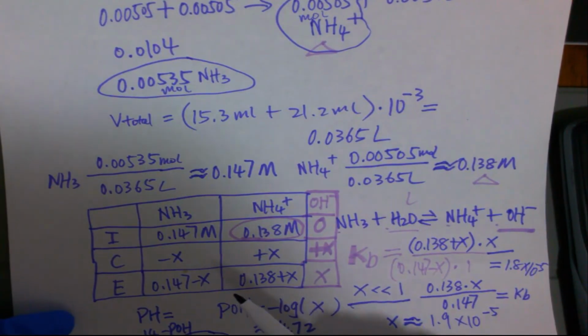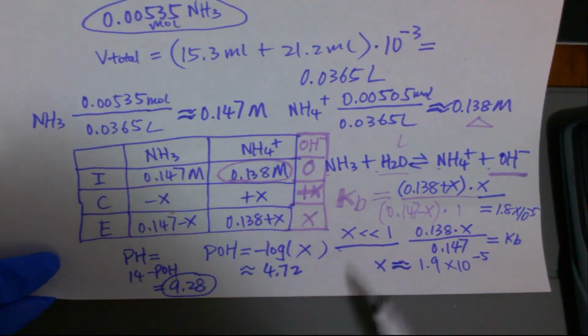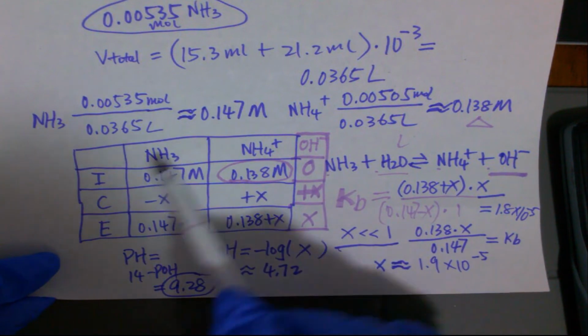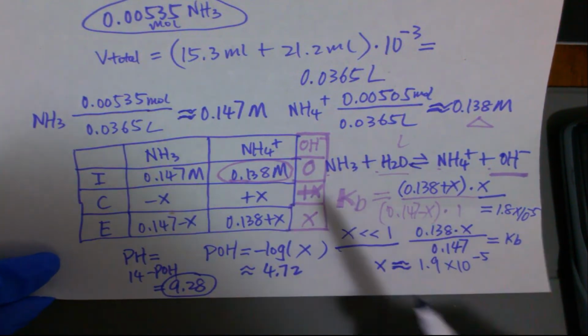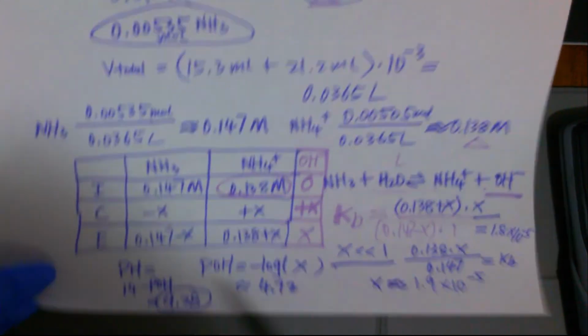But we don't want to do an ice table and then use the quadratic formula, then calculate X, and then write this equation and set up this ice table. So we save the time of making an ice table. Also, you can calculate the pOH and pH. We do that too, pOH.